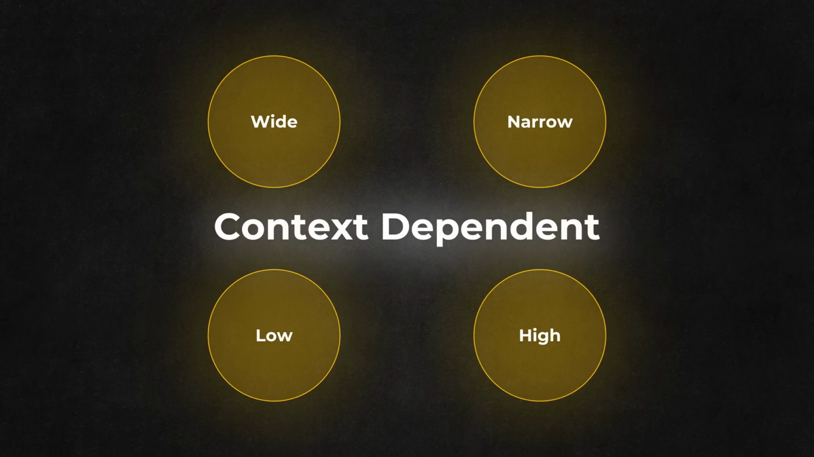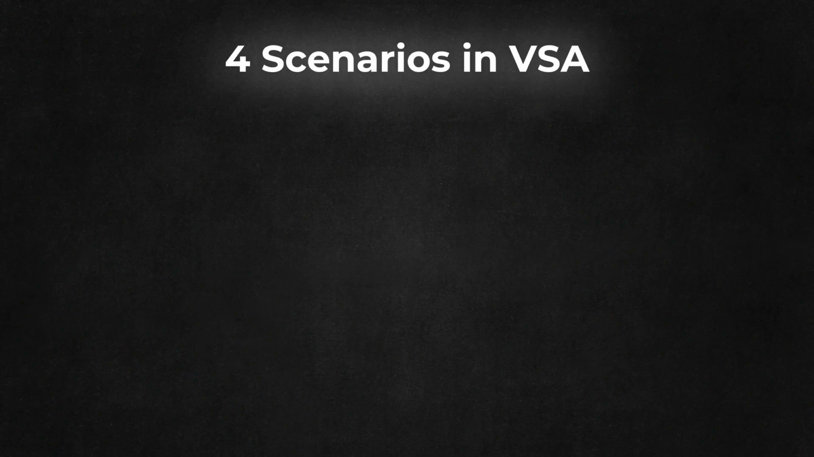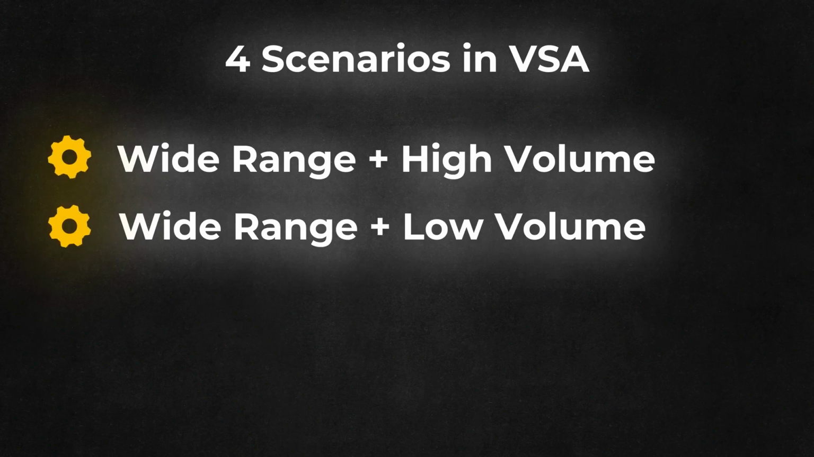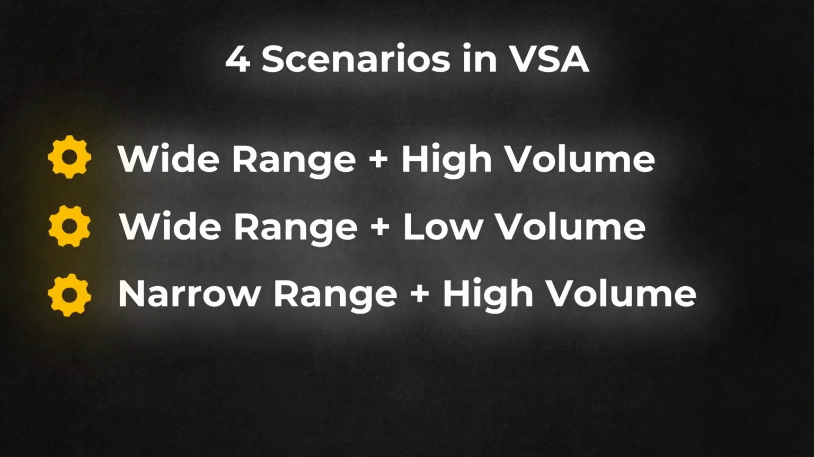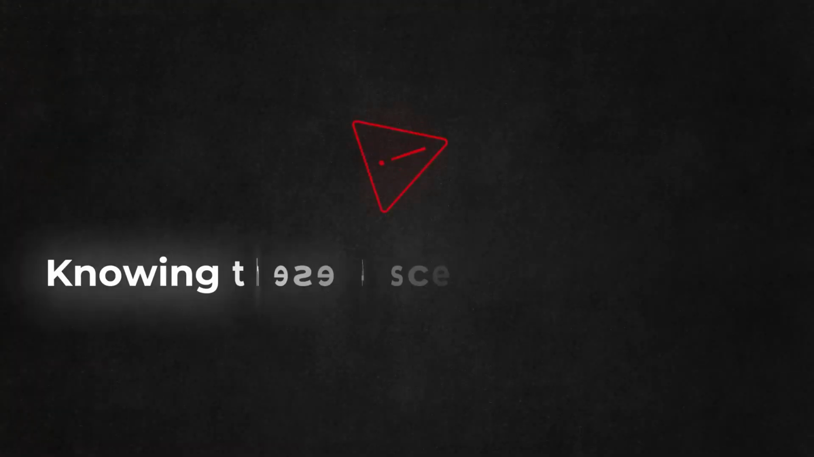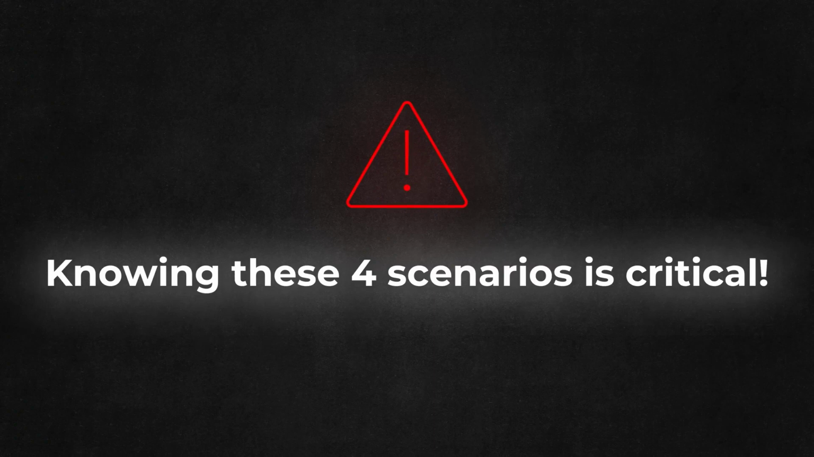This gives rise to four possible scenarios that have distinct interpretations. We have wide range candles with high volume, wide range candles with low volume, narrow range candles with high volume, and narrow range candles with low volume. Knowing the interpretation of these four scenarios is critical. It's sometimes the difference between entering a trade or not, or the difference between proving or disproving a price barrier.